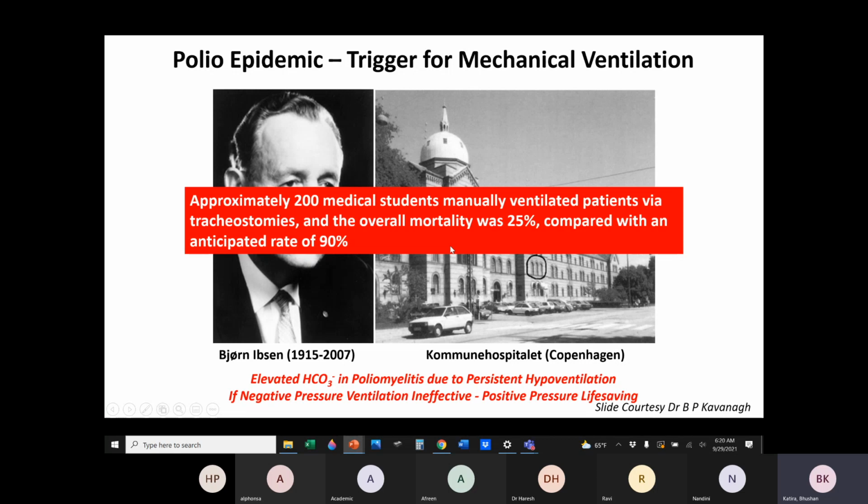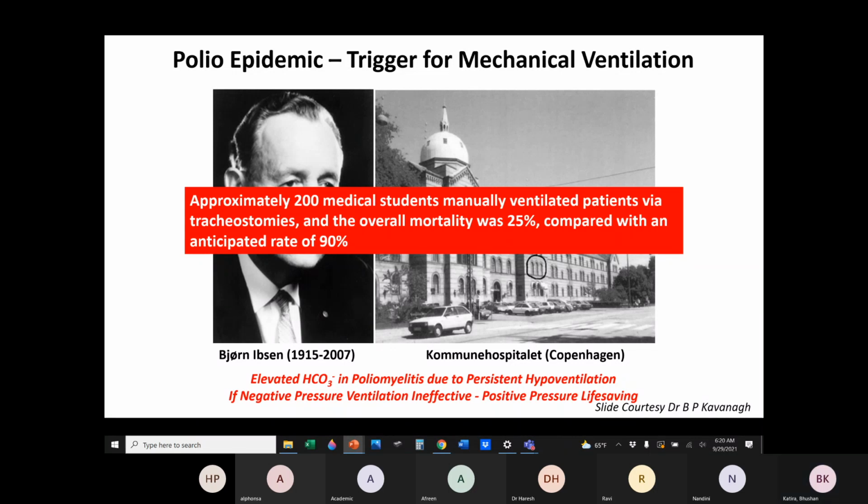This was fabulous, isn't it? So tracheostomize them and manually ventilate them. The medical students would rotate, and children started surviving. So this is where mechanical ventilation began. Before that, there was positive pressure ventilation in the form of CPAP only for surgical procedures. It was more of anesthesia. Bjørn Ibsen is an anesthesiologist. This is in Copenhagen.